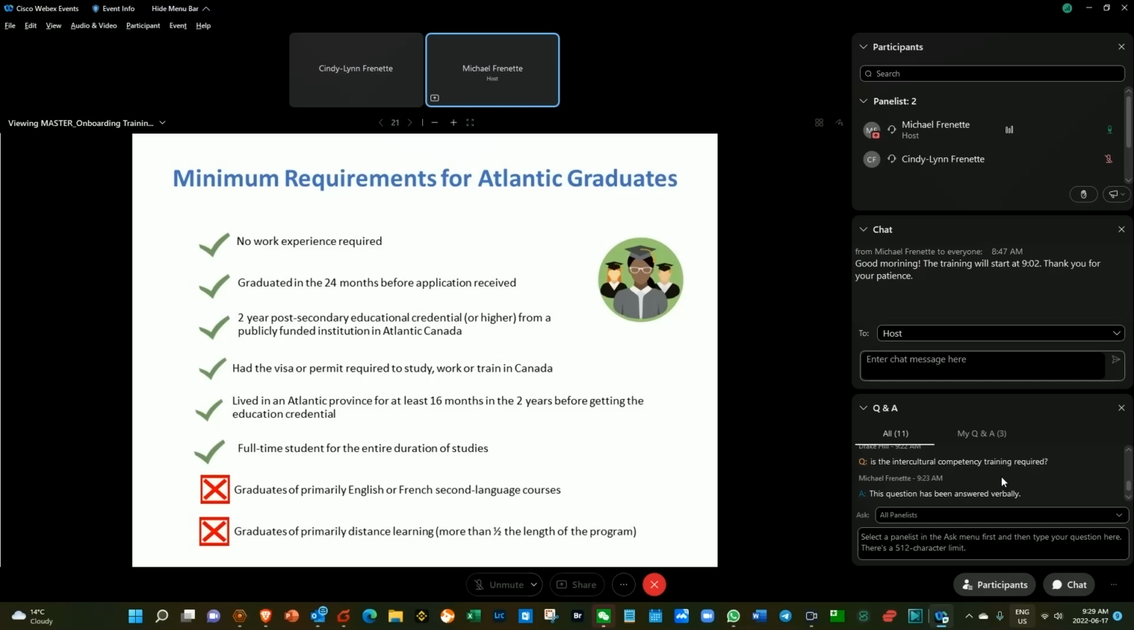Their program of study or training cannot be an English or French second language course, and any program with distance learning for more than half of the program would not be eligible. For the entire duration of their studies, they must have been a full-time student and also have the proper authorization to study in Canada. They must also have lived in the Atlantic province for at least 16 months in the last 2 years before getting their education credential.